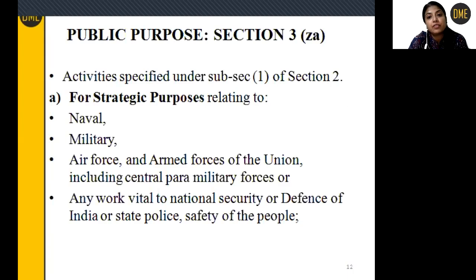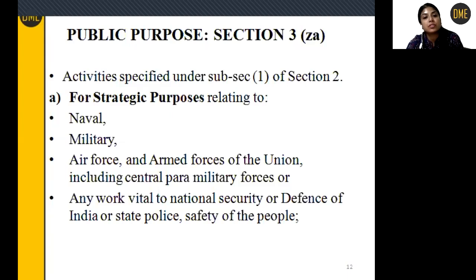So public purpose, the definition of public purpose is given under section 3ZA, which provides that all the activities which are specified under subsection 1 of section 2 apply. Section 2 subsection 1 provides for where the state government, or you can say the appropriate government, is acquiring the land for its own use, hold, and control, along with the public sector undertakings for public purpose. And what this public purpose is, is explained under that subhead.